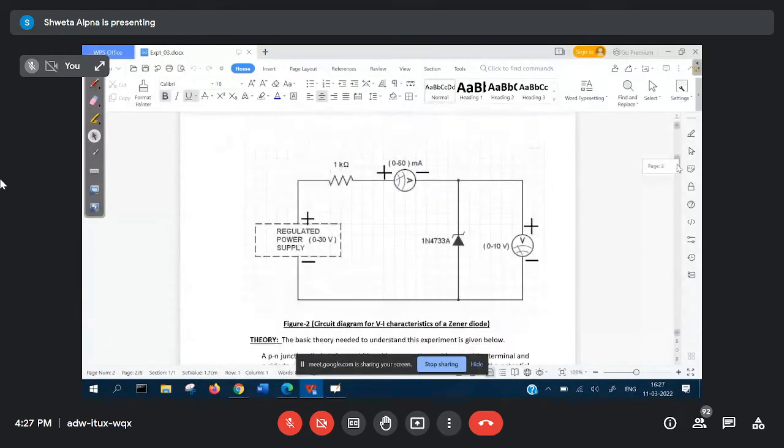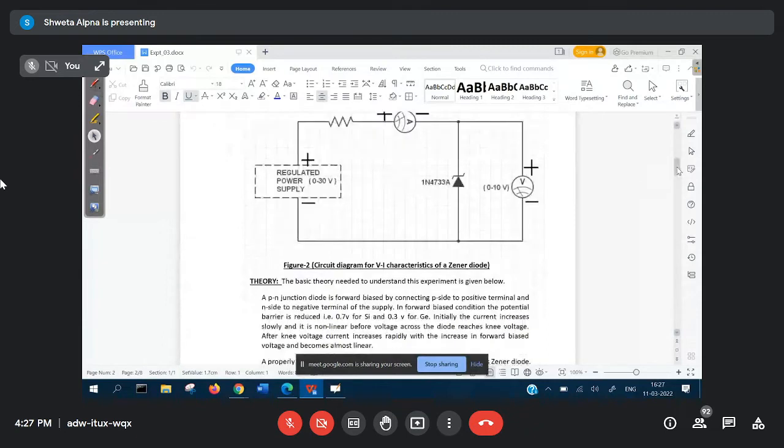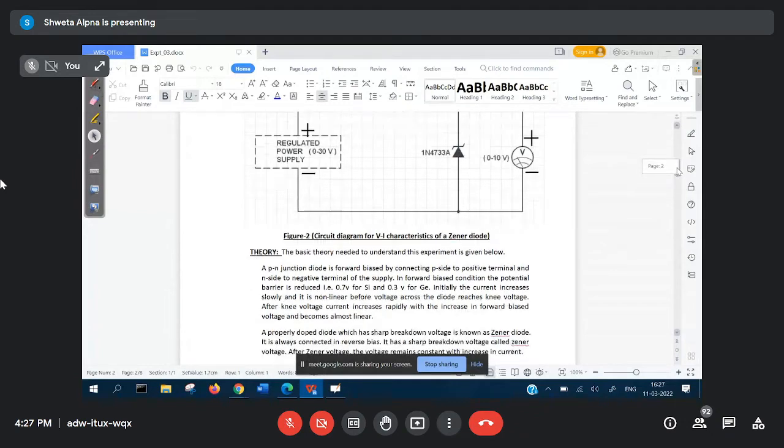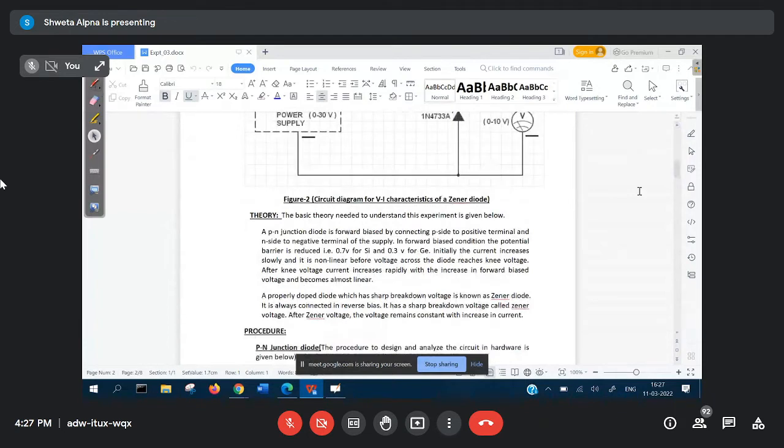So Zener diode is another type of diode, and the fabrication of the Zener diode is different than the PN junction diode. This is also a diode, but the way it is fabricated is what makes the characteristic of Zener diode different than the PN junction diode. So, what is the characteristic of Zener diode? The Zener diode characteristic is that it is always connected in the reverse biased.